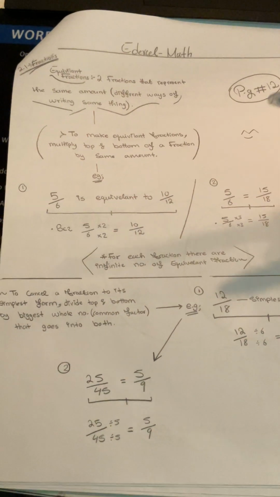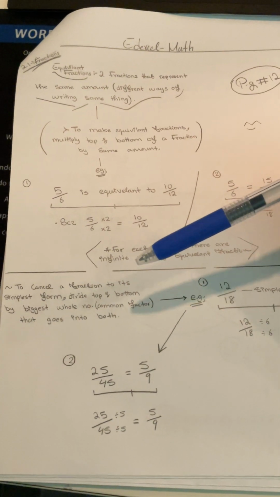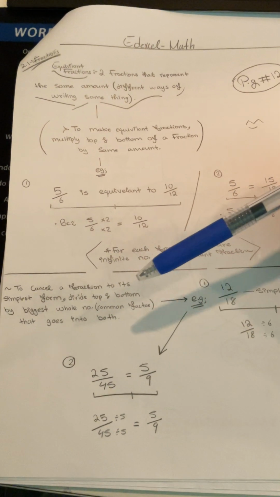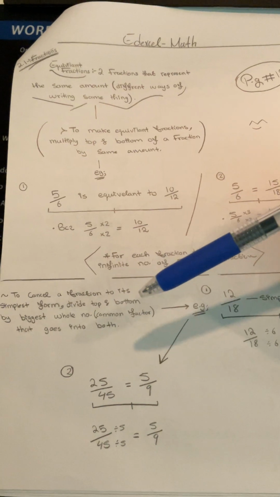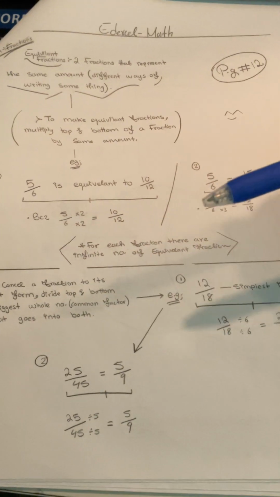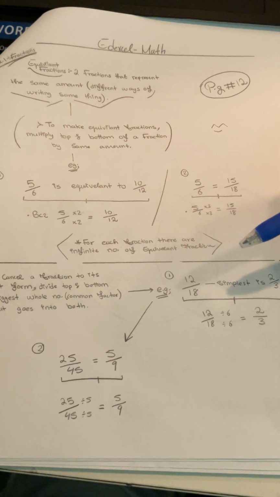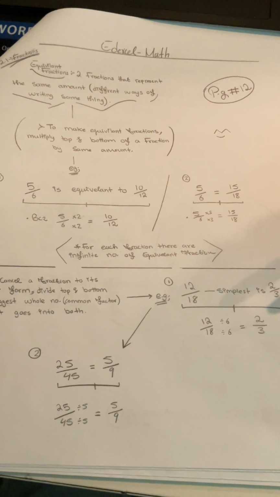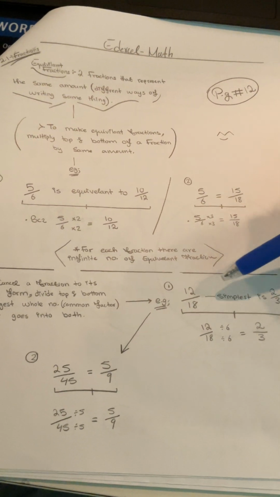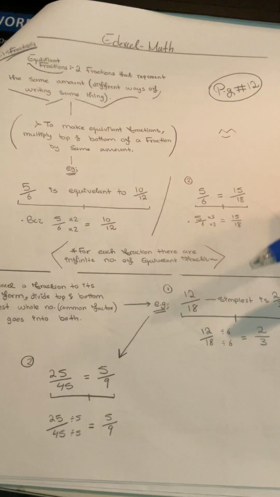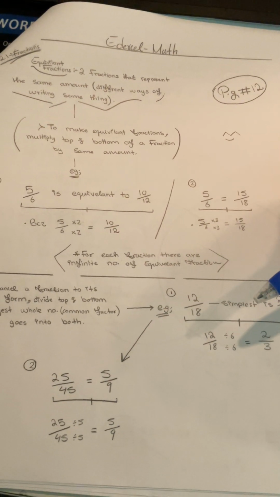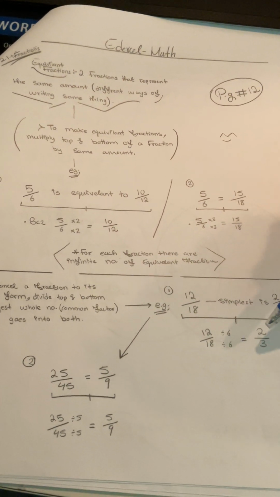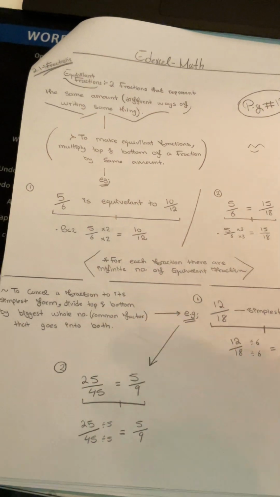Okay? To cancel a fraction to its simplest form, divide the top and bottom by the biggest whole number or common factor that goes into both. For example, 12 over 18, the simplest form of 12 over 18 is 2 over 3. We can divide 12 over 18 into other forms, but the simplest form, dividing it by the largest common factor, would be 2 over 3. Okay?